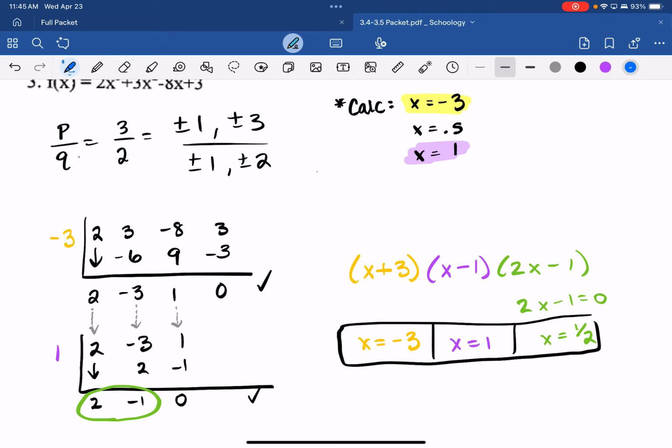Okay. I've had a lot of people ask me where we get this guy from. Remember, he comes down from the bottom the last time I do synthetic. How is it x plus 3, 2x minus 1 if that one starts with 2? When you do this synthetic with negative 3, it's going to be 2x squared minus 3x plus 1. And that would be 2x minus 1 times x minus 1. We use the bottom one, not this one. We don't touch this one again.